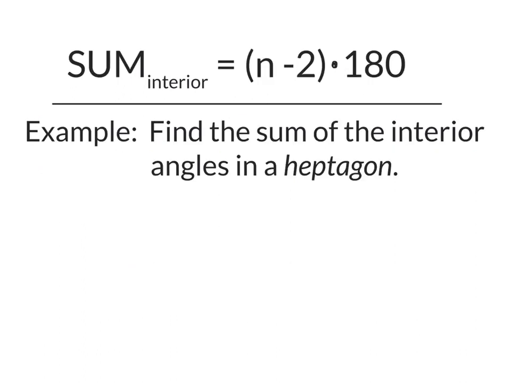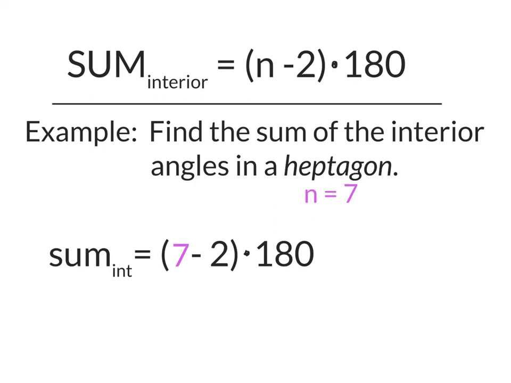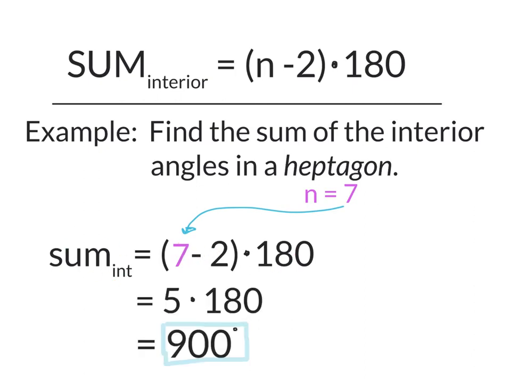Okay, so let's do one quick example on how to find the sum of the interior angles in a heptagon. The first thing we've got to realize is that a heptagon is a 7-sided figure. So 7 sides means that n is equal to 7. That also means that we're going to plug 7 into our equation for n. So the sum of the interior angles in a heptagon is 7 minus 2 times 180. 7 minus 2 is 5. 5 times 180 is 900. So the sum of the interior angles in any heptagon, regular, not regular, doesn't matter, the sum is 900.